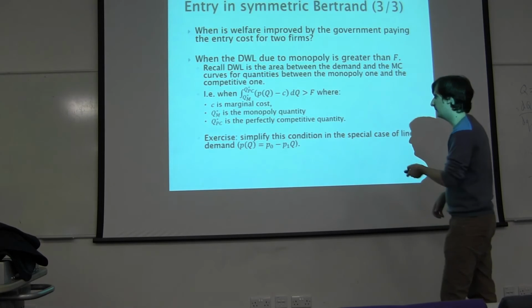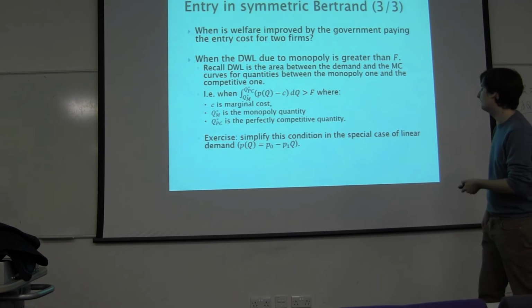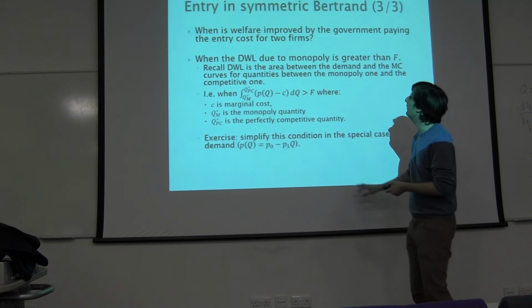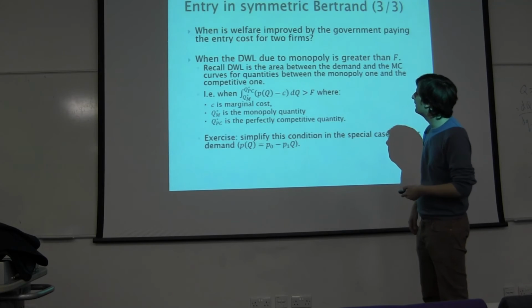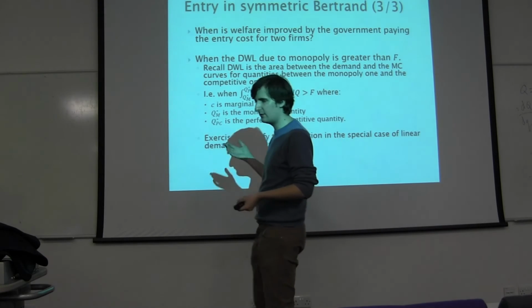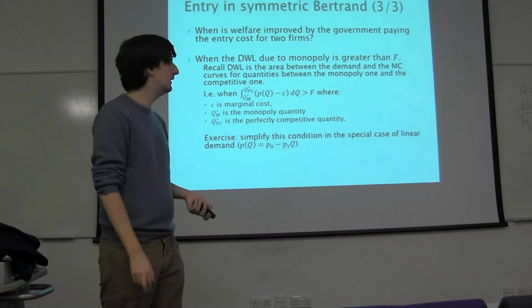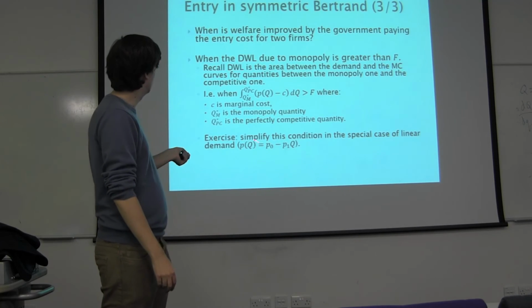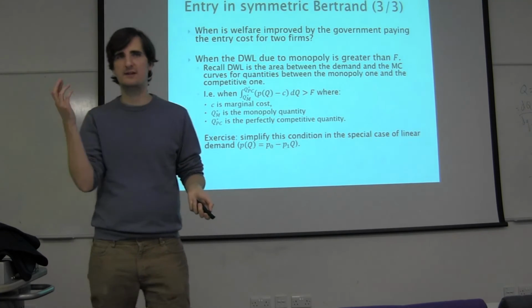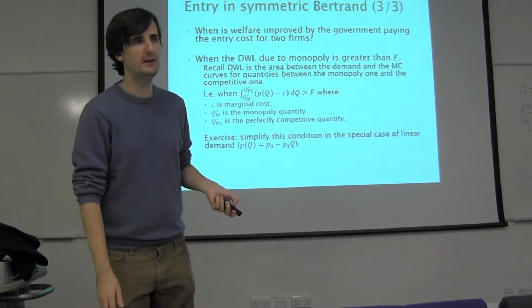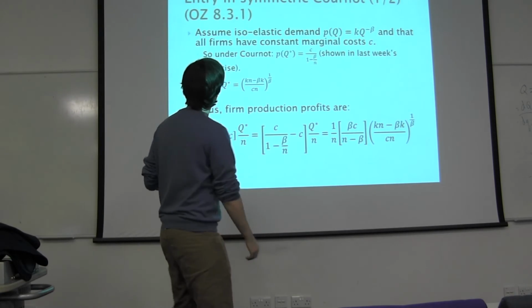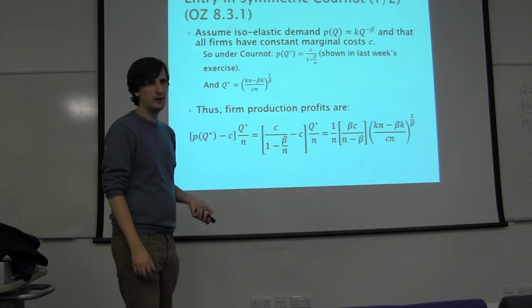This is just the formula for deadweight loss. Okay, so in some circumstances, the government should pay another firm to enter the industry. And the exercise is just working through this in a particular case of linear demand. A little bit boring. So what about with Cournot competition?